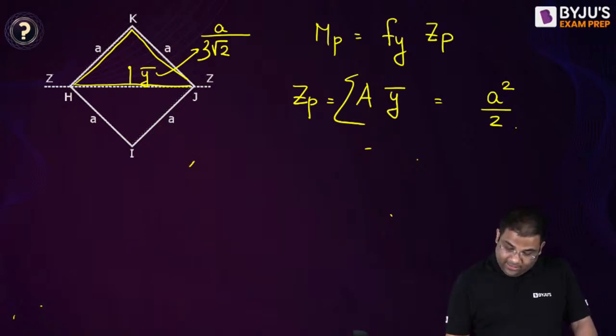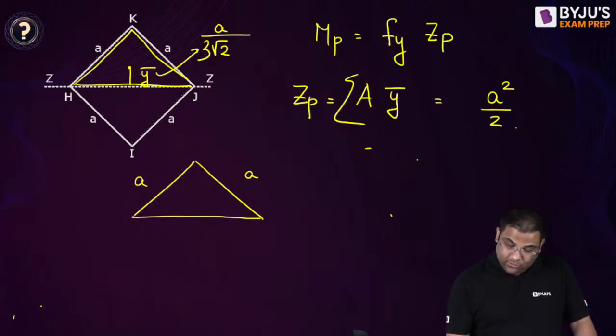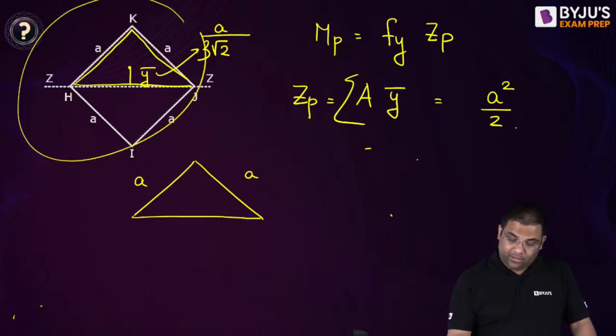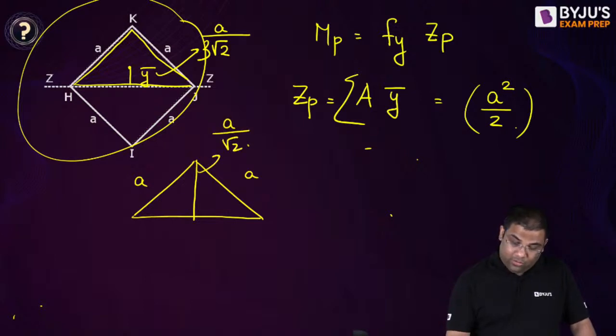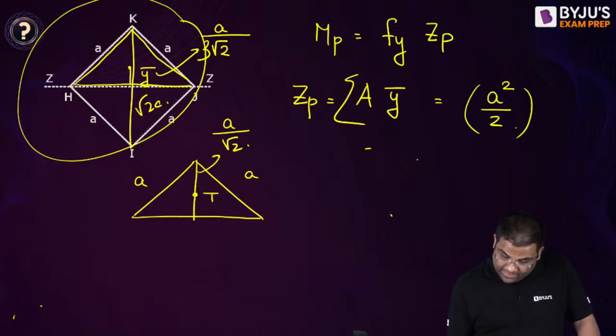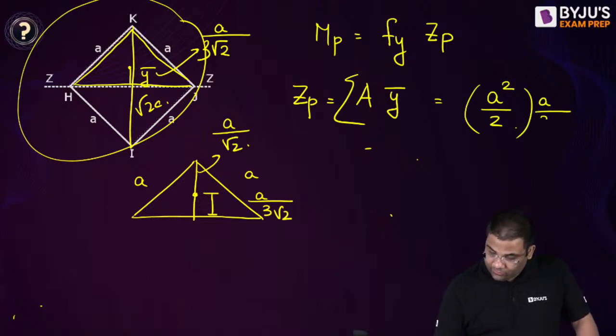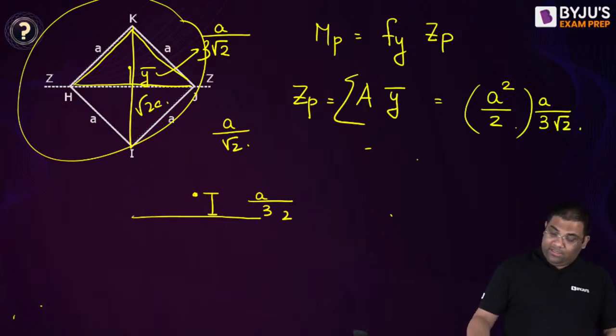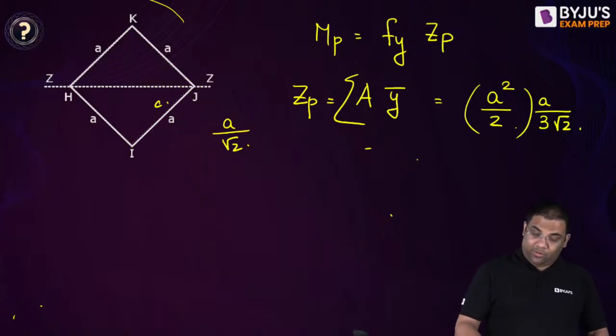Again I will tell. We have to take this triangle only. So the total area is a square for this whole thing, so this area will be a square by 2. Now this height is a by root 2, how? Take total root 2a divided by 2. Now the centroid will be at h by 3, height by 3. So this is a by 3 root 2. Very nice. Now this is for only the area above the neutral axis.